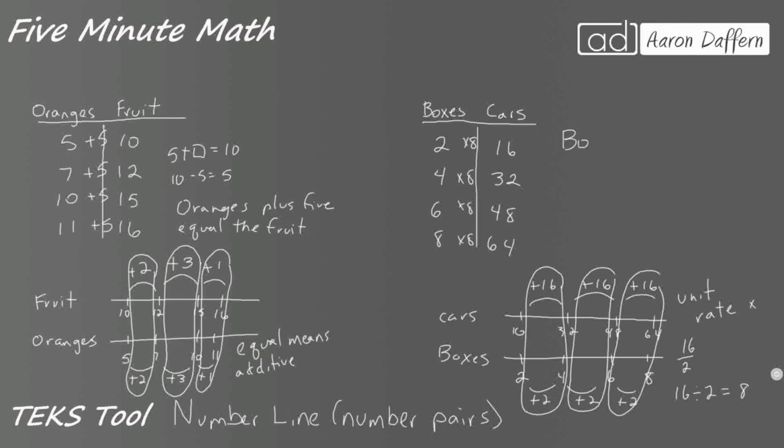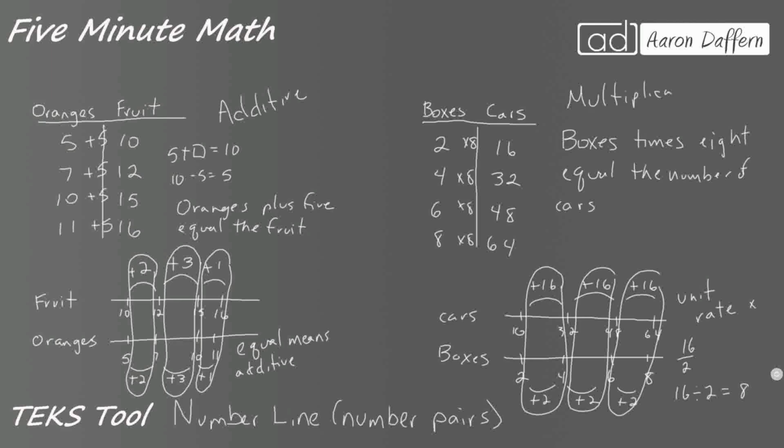So we can say the boxes times 8 equal the number of cars. And so that's how we could use a double number line to figure out whether we have an additive. So this is an additive relationship when it's the same number plus 2 in both the fruit and the oranges. And this is what we call a multiplicative when it's not the same number and it's going to be one number over another.